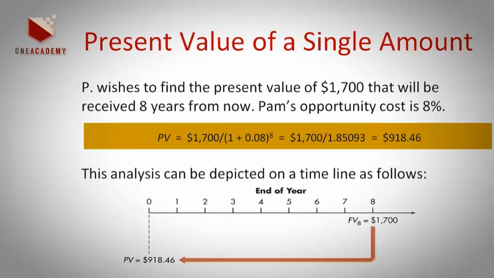If we make this example, let's assume that Pamela wishes to find the present value of $1,700 that she would receive in 8 years. Pam's opportunity cost, which means alternative possibilities for earnings, is equal to 8%. And if we make the calculations using the mentioned formula, we will reach the conclusion that Pam's $1,700 after 8 years should be evaluated at about $918 currently, today.